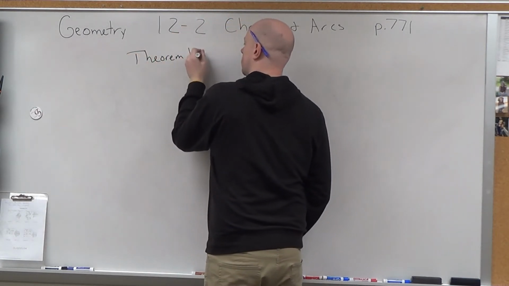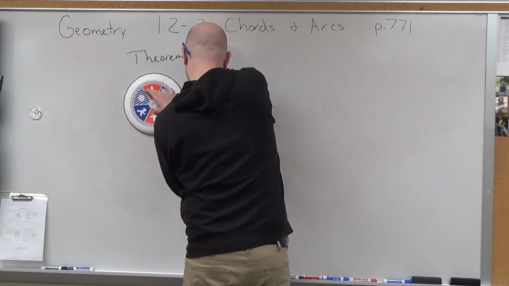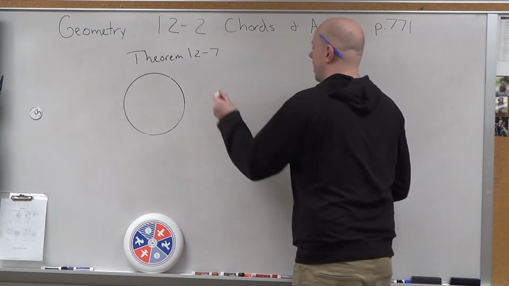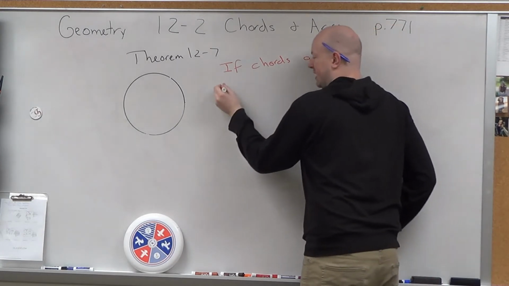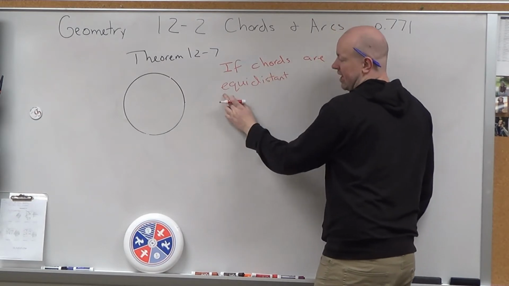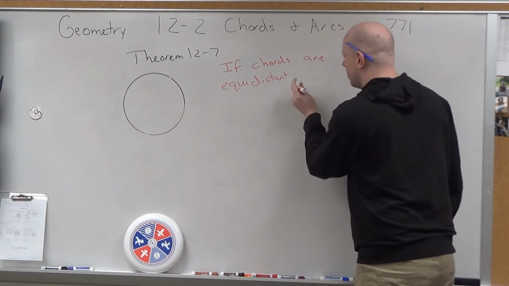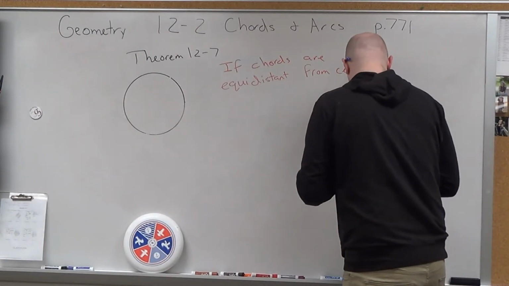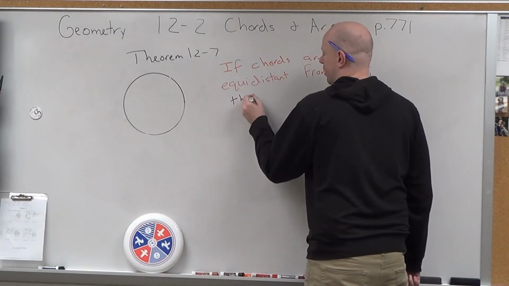Okay, so moving on into theorem 12-7. So again, I'm going to need a circle. Okay, so theorem 12-7 says that if I have chords, so if chords are equidistant, so equidistant spelled E-Q-U-I-D-I-S-T-A-N-T, equidistant from center, then they are congruent. Then congruent.